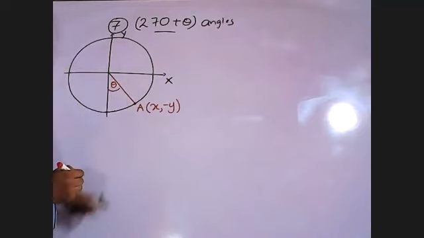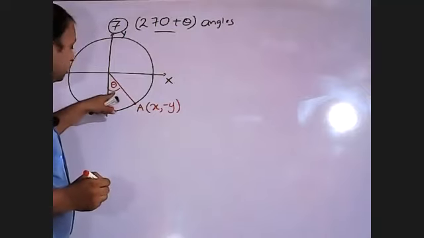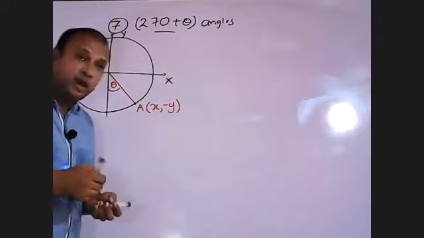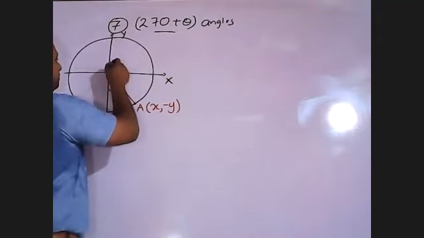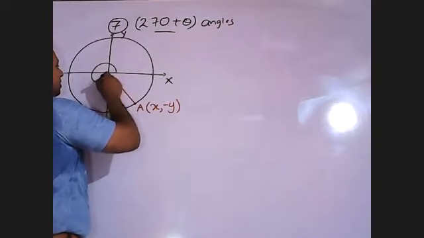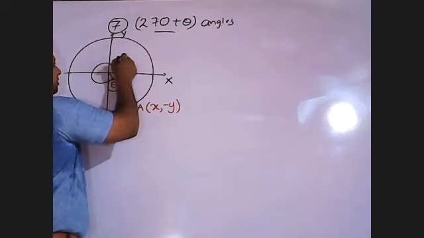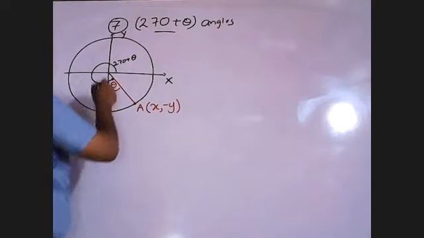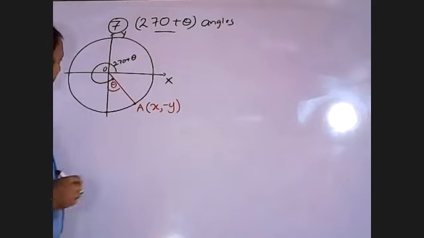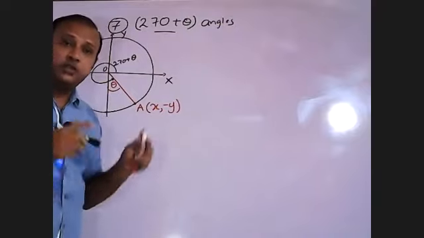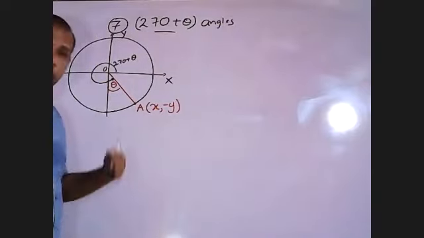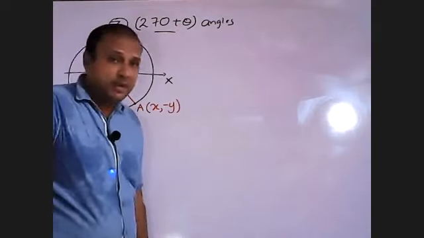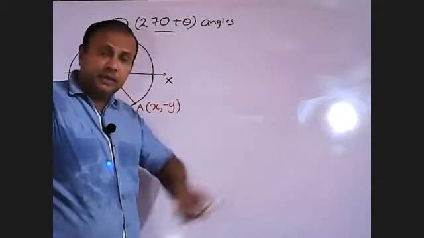Once you mark the angle, you have to mark the acute angle also. Then you have to mark the 270 plus theta also. This is 270 plus theta, or A. Then once you complete drawing, you have to write trigonometric ratios of 270 plus theta using the unit circle method.